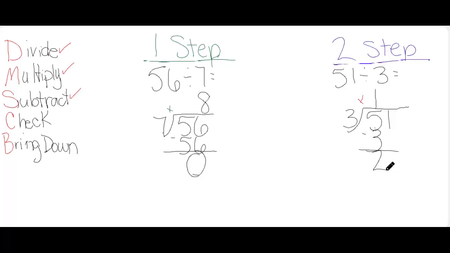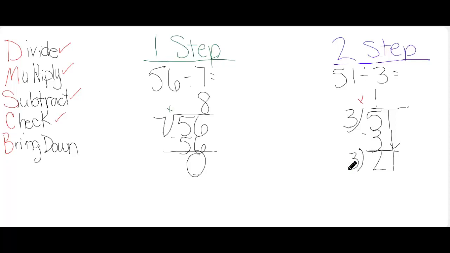Again, I'm going to do my next step, which is check. Is this 2 less than my divisor 3? Yes, it is. So we're going to click our check. And we're going to move to the next step in our process here, which is to bring down. For this, we're going to take the 1 here, and we are going to bring that 1 down right next to the 2. And now we have a new dividend of 21 that I'm dividing again by our divisor 3.